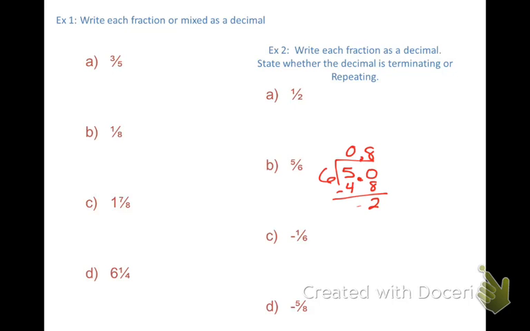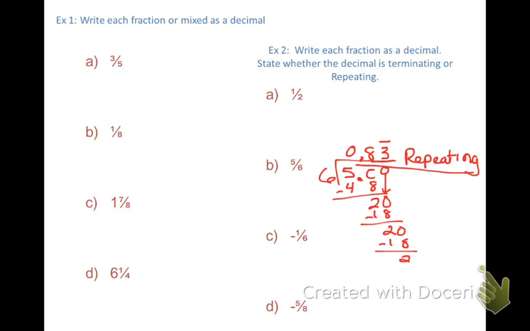Bring down the 2. Bring down a 0. 6 goes into 20 3 times. That's 18. 6 goes into 20 3 times. Notice it's going to be the same thing throughout. So it's 8.3 with a line over it. That's what repeating means. The 3 is repeating, not the 8. So it's a repeating decimal.